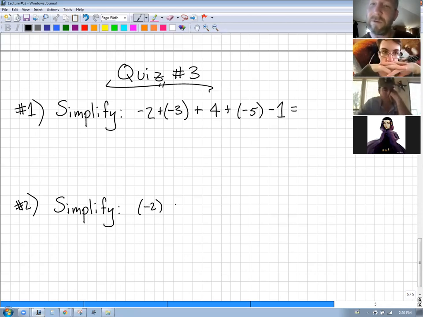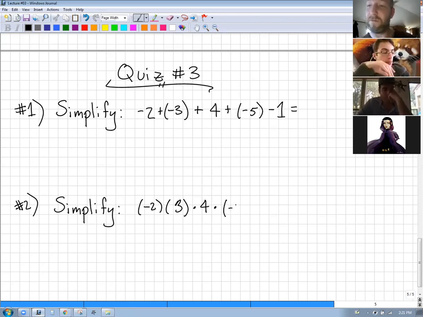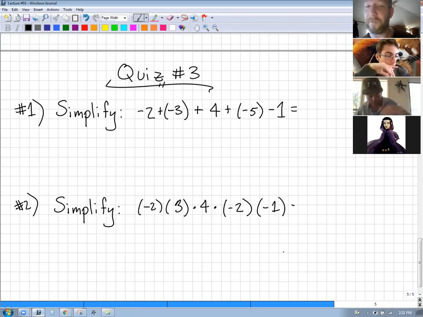So now let's look at one that's all multiplication. -2 times 3 times 4 times -2 times a -1. All right, so simplify both these expressions.